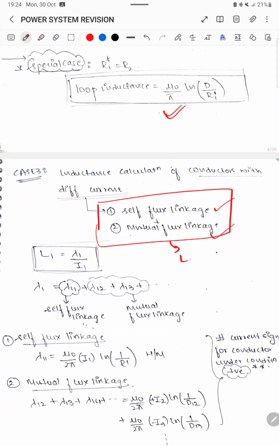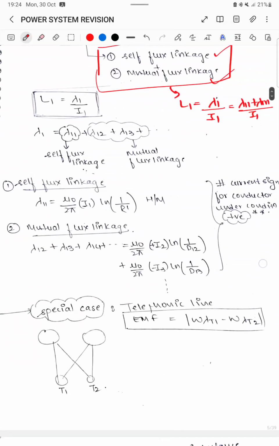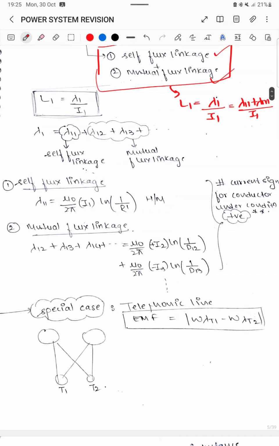So let me tell you the formula roughly. L1 is nothing but lambda 1 upon I1. Lambda 1 is nothing but lambda self plus lambda mutual, upon I1. Now what is lambda self? It is nothing but self flux linkage. Lambda m would be the mutual flux linkage. Fine. Now let us see lambda 1. It will be nothing but mu naught upon 2 pi I1 ln 1 upon R dash.